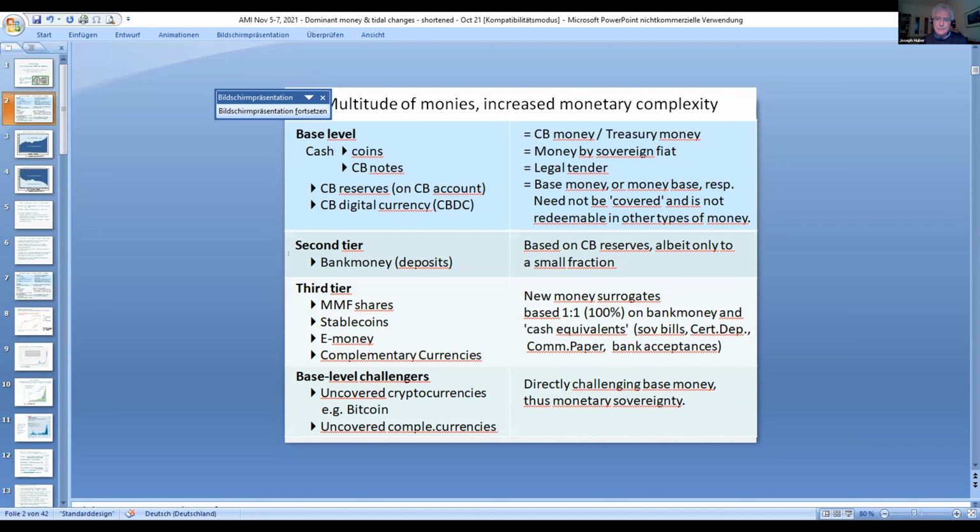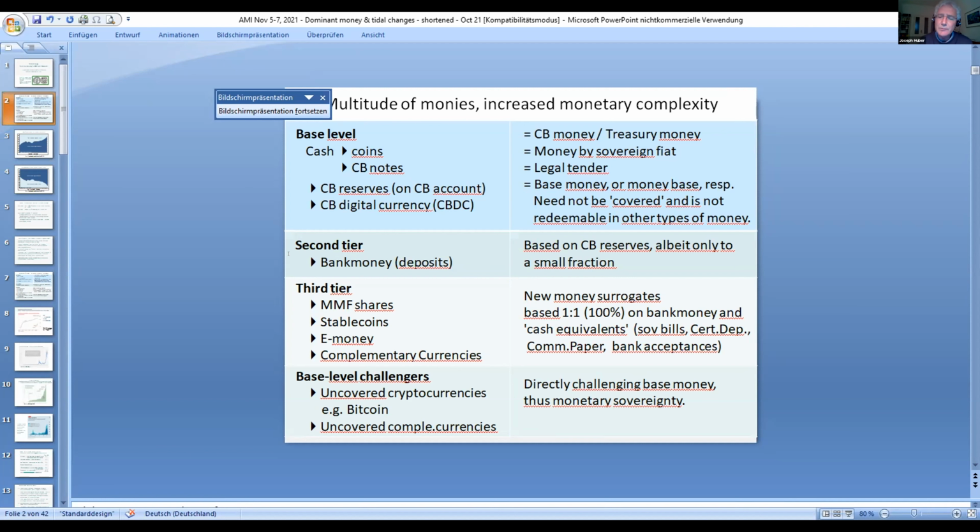And it's coming soon. It's coming within the next 5 years, I would say. In China, the thing will start in February next year already, on the occasion of the Winter Olympics. And the characteristic of that money is that it need not be covered itself, which means it is not redeemable in other types of money. And building on that money base is bank money, the second tier.